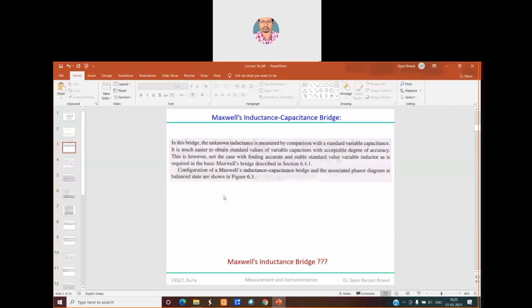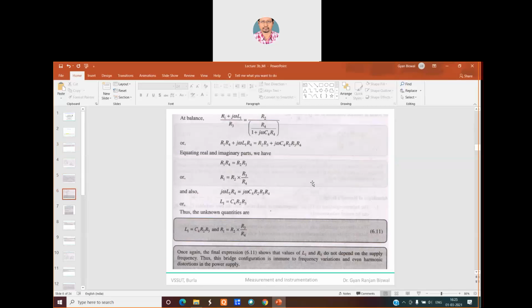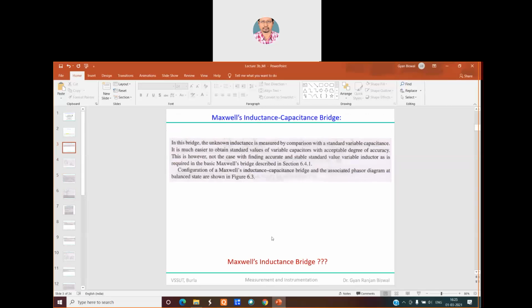So I would give you this assignment: draw the circuit diagram of the Maxwell inductance bridge and find out the equations, the mathematical model in the balancing condition. Apply the balancing condition. Find out the value of the unknown inductance L1 in case of the Maxwell inductance bridge. Okay, and also identify the limitations.